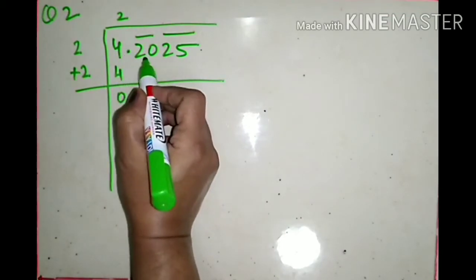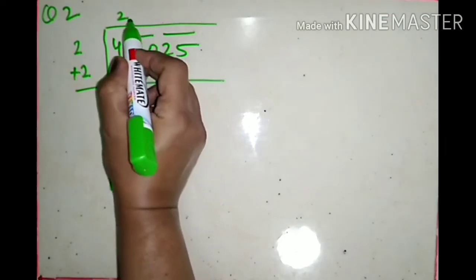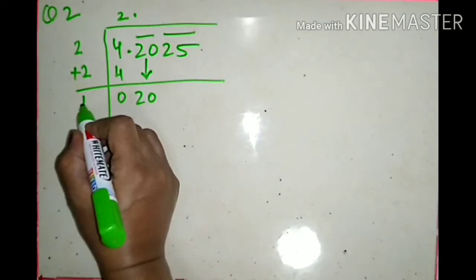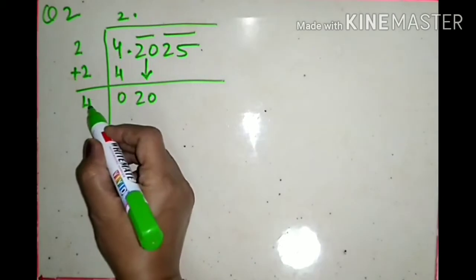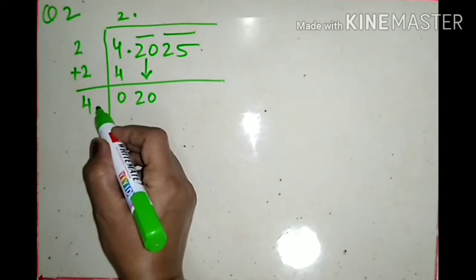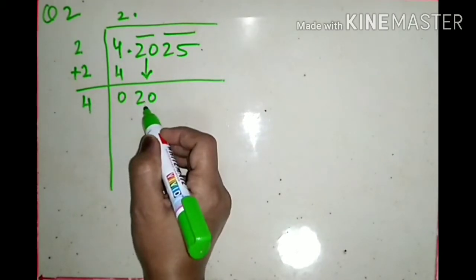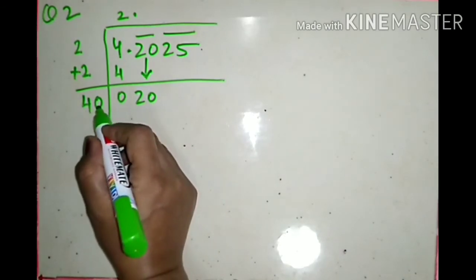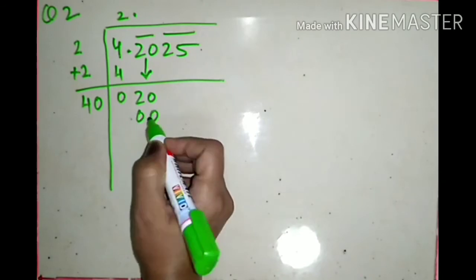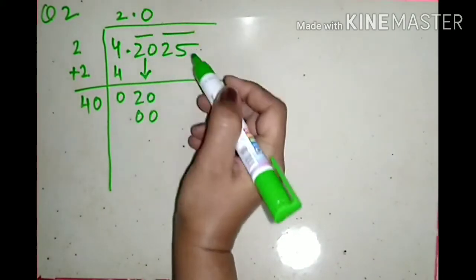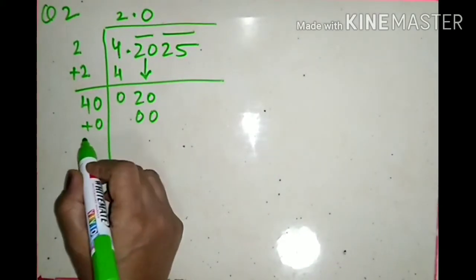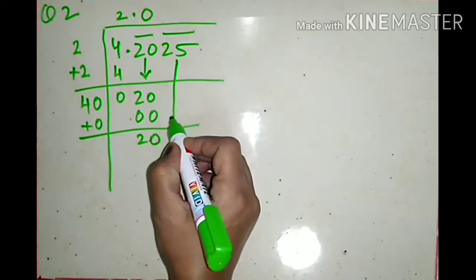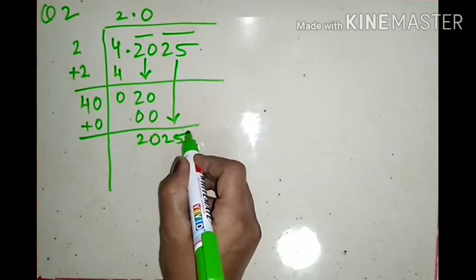Now we are bringing down numbers after the decimal point. So we'll put a decimal point here. This is 20. This is 4. Now if I write 1, it will give me 41 into 1, which is more than 20. So I will write 0. 40 multiplied by 0 will give us 0, and I'll put 0 here also, plus 0. This will give 0. 20. We'll bring this 25 down.